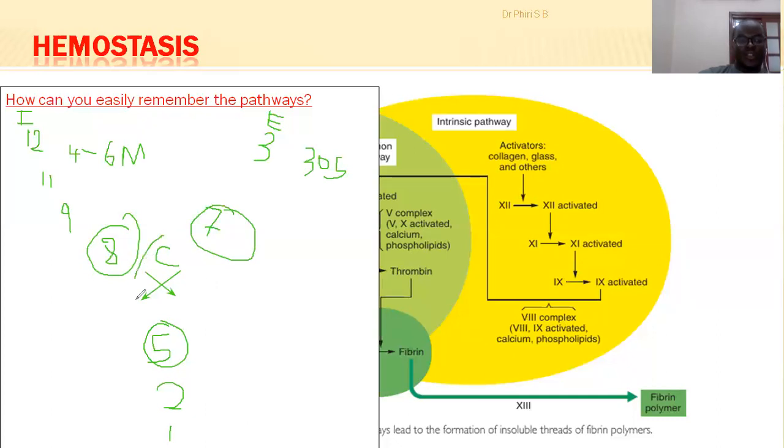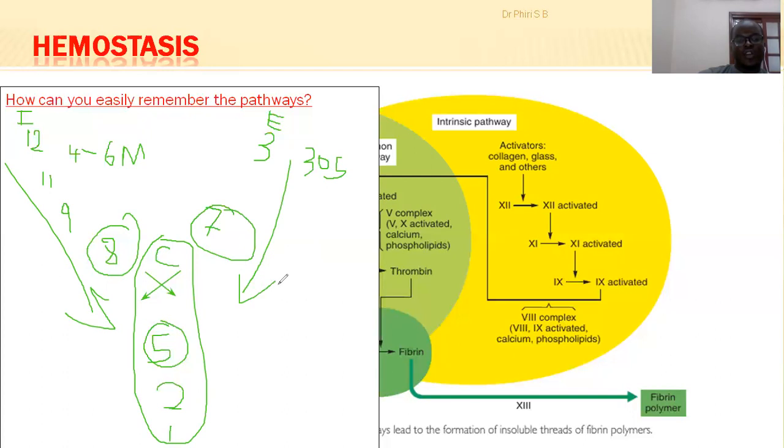That's why this is called the common pathway, because the intrinsic pathway will result in activation of the common pathway, and the extrinsic pathway will also result in the activation of the common pathway. But the intrinsic has more steps involved, hence it will take more time to complete, 4 to 6 minutes. The extrinsic is very fast. You can see there are just 2 steps here, then the common pathway is activated. So it will take about 30 seconds. This is how you remember.